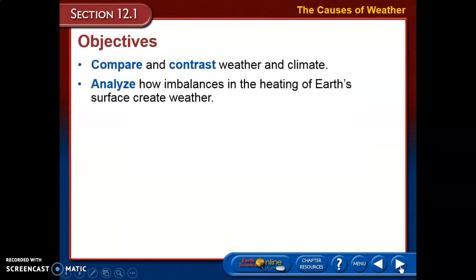So we're going to look at the difference between weather and climate now, and we're going to look at the heating of the earth, because weather has a lot to do with that, and you really want the earth to be comfortable for you to live in. So we're going to be dealing with how weather deals with that.